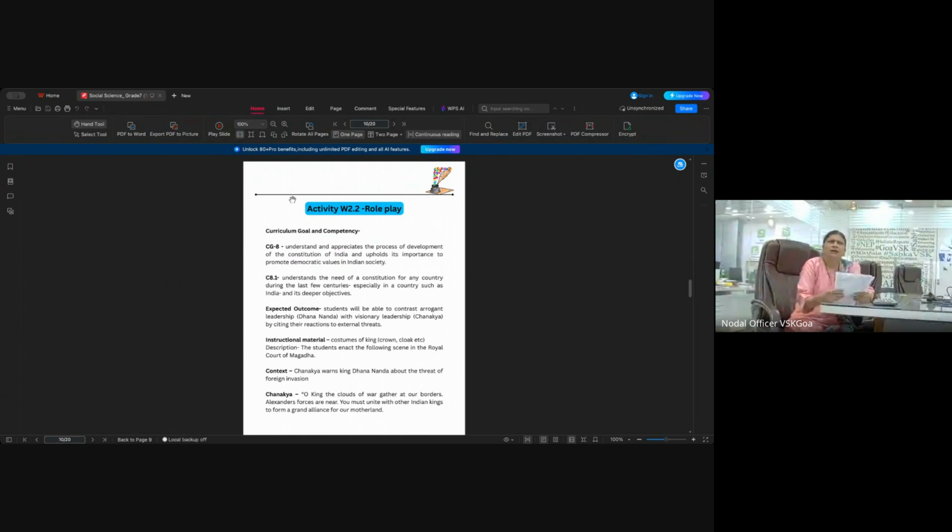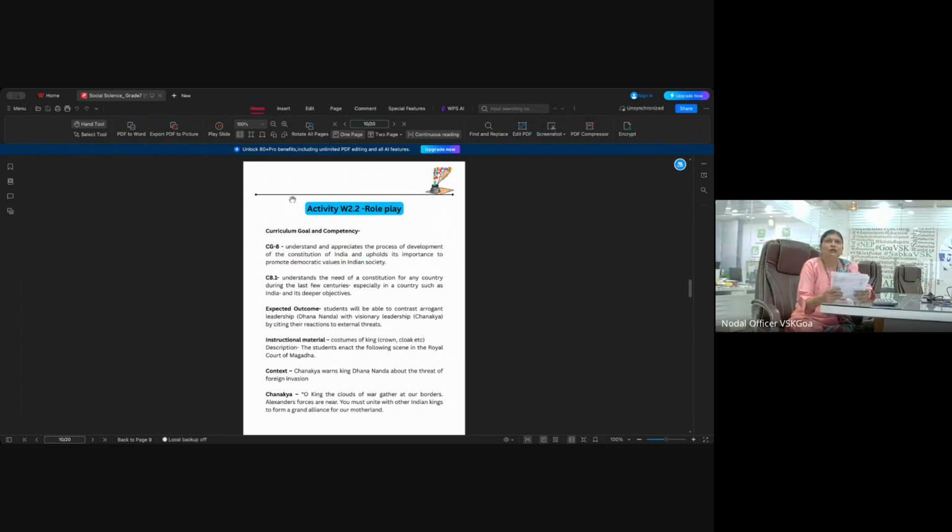Then there's another activity called role play. By designing these activities, we have taken into consideration the new Social Science textbook of grade 7. And as per the textbook, we have designed these activities.